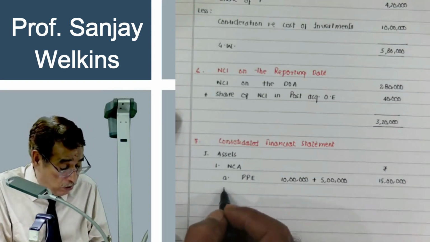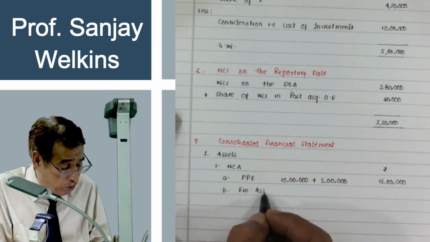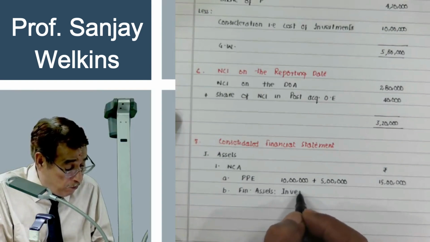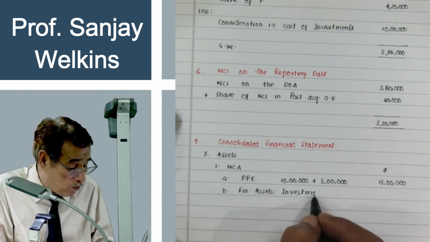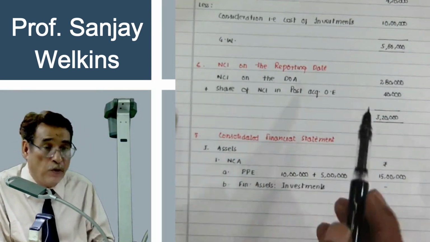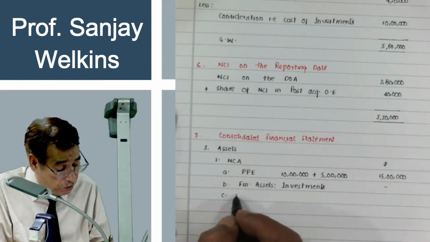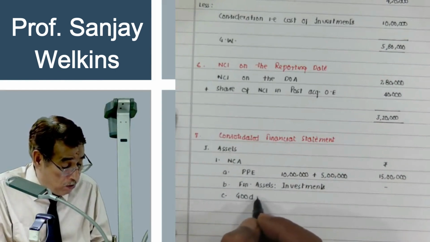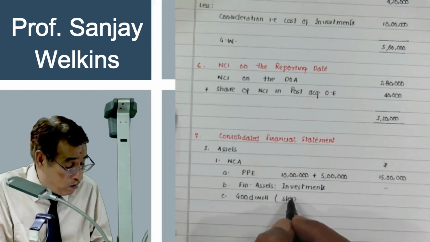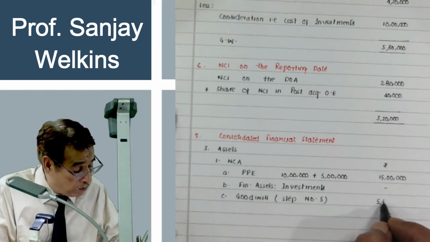Correct? I also told you about financial assets, and you need not mention them. Financial assets, that is investments, will not be presented in the consolidated balance sheet because they are already used to compute the goodwill. Then you must not forget to write goodwill. As per your step number 5, you computed the amount of goodwill as 5,80,000.